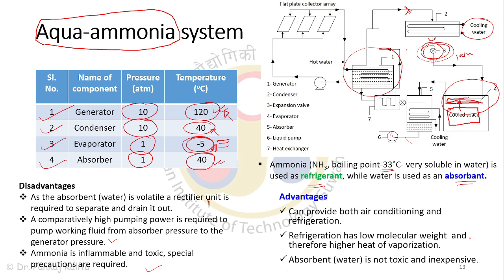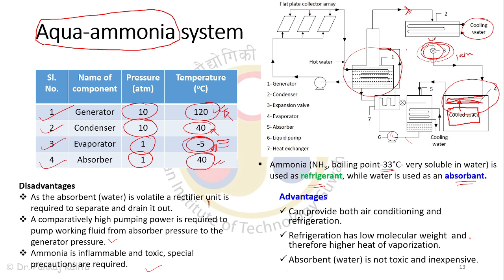the evaporator section of this particular aqua ammonia system. Okay, so here evaporation takes place of this refrigerant. This aqua ammonia is used as refrigerant here. Then from the evaporator it goes to the absorber, where the water to ammonia ratio is maintained, and then it goes back to the condenser and then the generator.